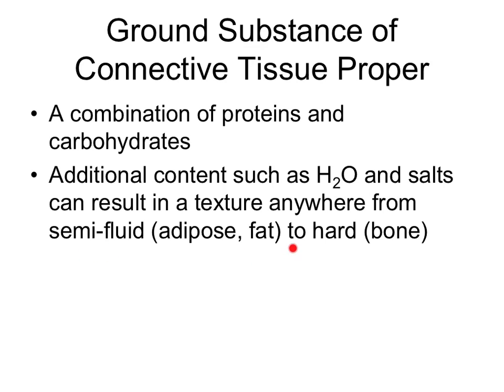So, right, semi-fluid, it can be fat all the way to hard as your bones, right? Depending on how many proteins and carbohydrates, how much water, and especially how much salt, that determines the consistency of the connective tissue, and that's determined by the ground substance. Okay, now we'll go on to categories of connective tissue.